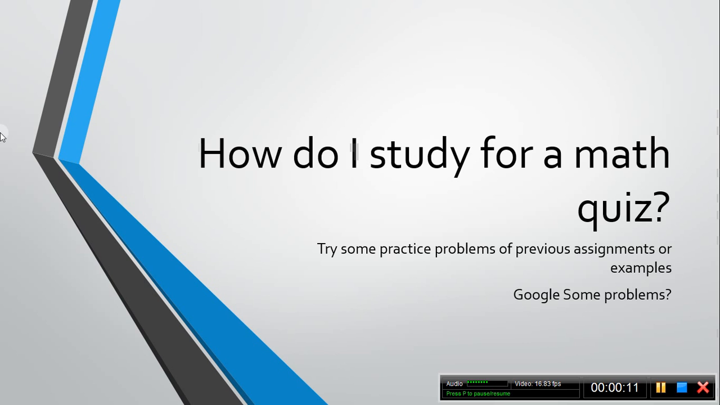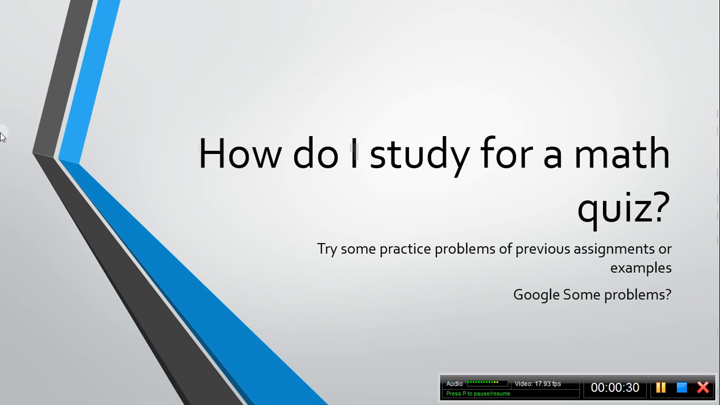This shows that you care enough to take a look and see the kind of problems that you're going to see on your math quiz tomorrow. So a lot of students ask me, how do I study for a math quiz? So here are some ideas that I would give you as a math student myself.